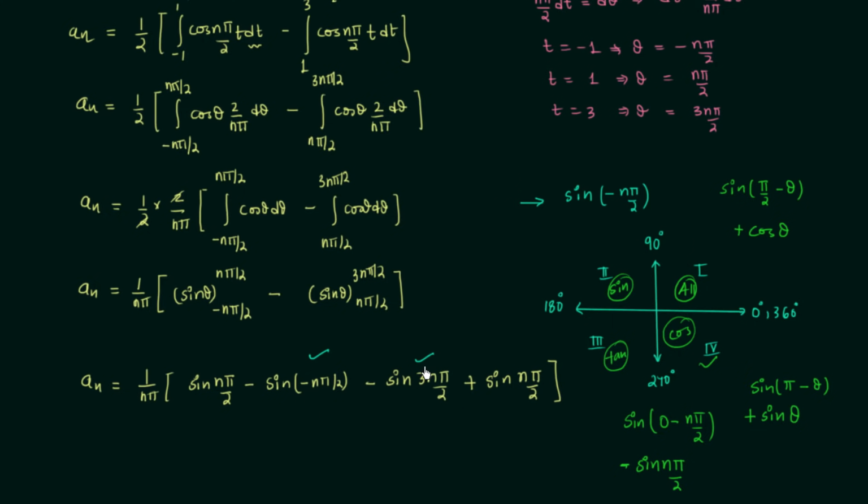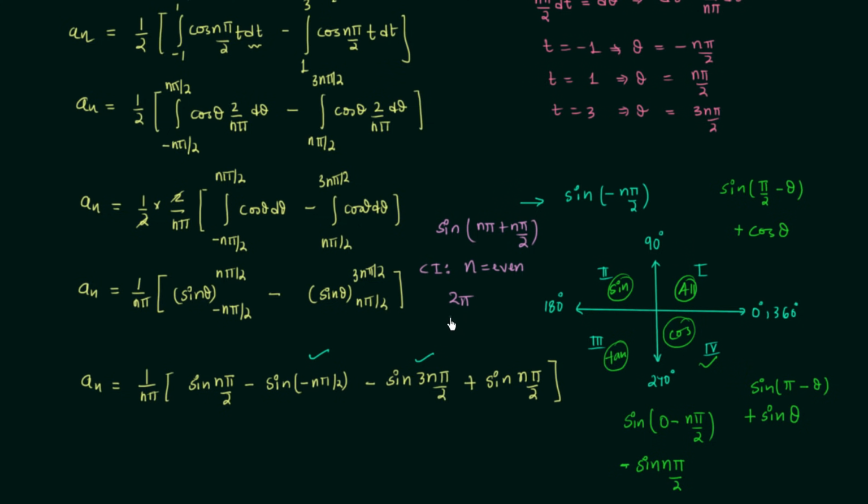Now we will focus on the third term, which is sine 3n pi by 2. Here we have sine 3n pi by 2. I can write it as n pi plus n pi by 2, which is nothing but 3n pi by 2. Now when n is even, we have some different result. When n is odd, we have some different result. So we have to focus on two different cases. In case number 1, when n is even, n pi means 360 degrees. For example, when n is 2, we have 2 pi, which is 360 degrees.